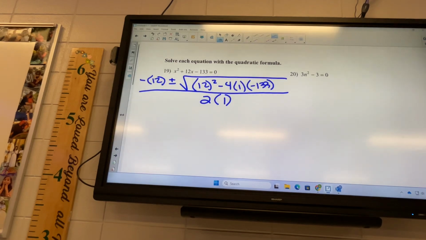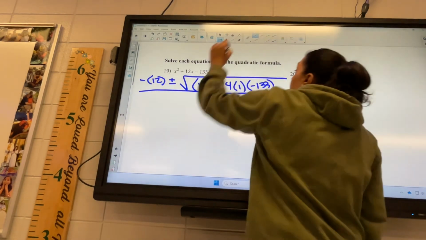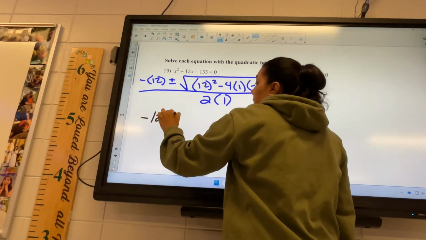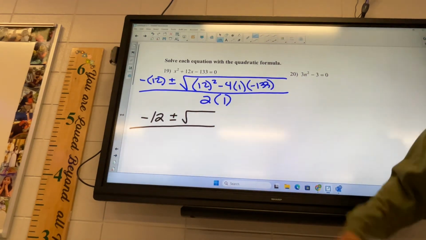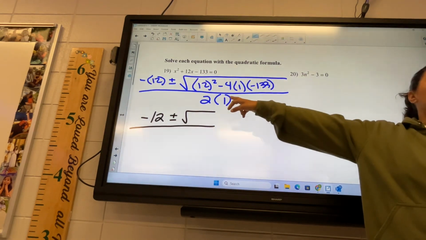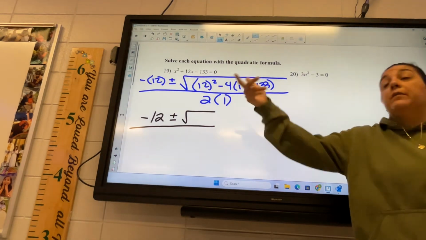Okay, so we do the first part of the 12 first. What is that minus 12? What's that going to give you? A negative 12 for the front. Okay, what about the bottom? 2 with the parentheses 1. 2 means 2 times 1. Okay, so 2.